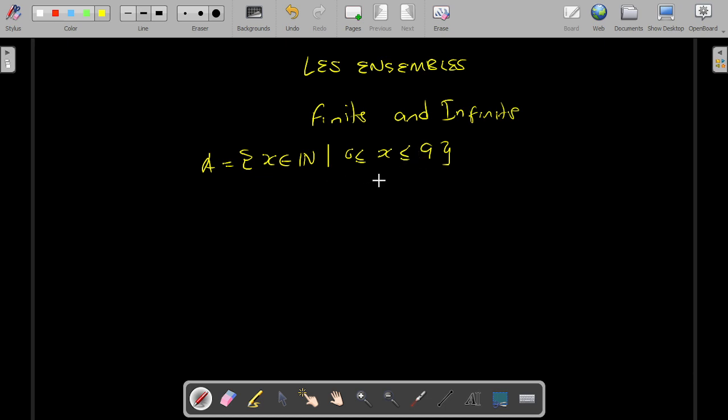Now this set A, we are able to count the number of elements that the set A has. Because we're able to count the number of elements that the set A has, the set A is going to be known as a finite set. An example of an infinite set is the set of real numbers.